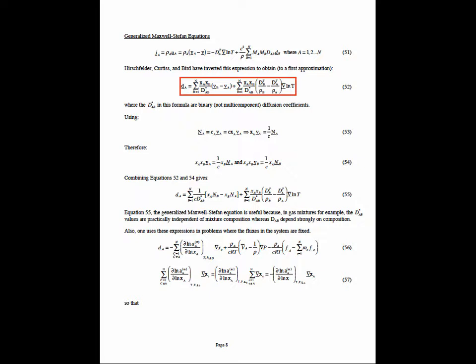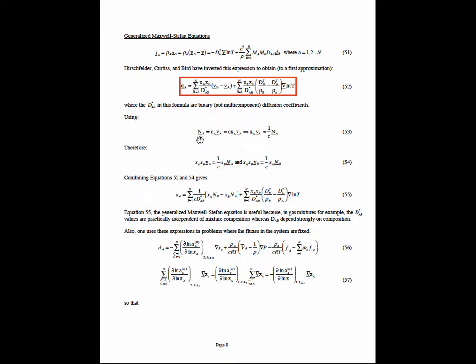You form essentially a matrix system of equations, and Hirschfelder, Curtiss, and Bird inverted this matrix to give an expression where, instead of the flux being written in terms of the generalized driving force, you can write the driving force in terms of differences in velocities between the components. These differences in velocities turn out to be related to flux, as we'll see in just a moment.